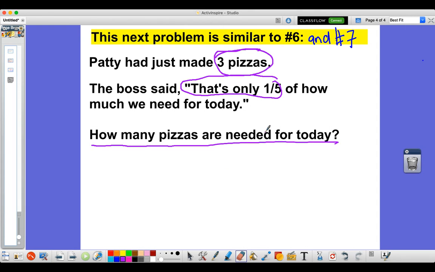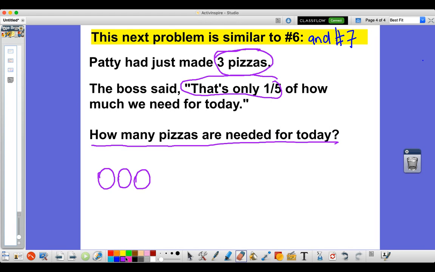I am now going to draw a diagram of this. So 3 pizzas. This time I'm going to draw circles. Again, you could have drawn rectangles or squares. It's up to you. Okay, here's my 3 pizzas. Patty has just made 3 pizzas. Here are my 3 pizzas. All right, the boss said that's only 1/5.